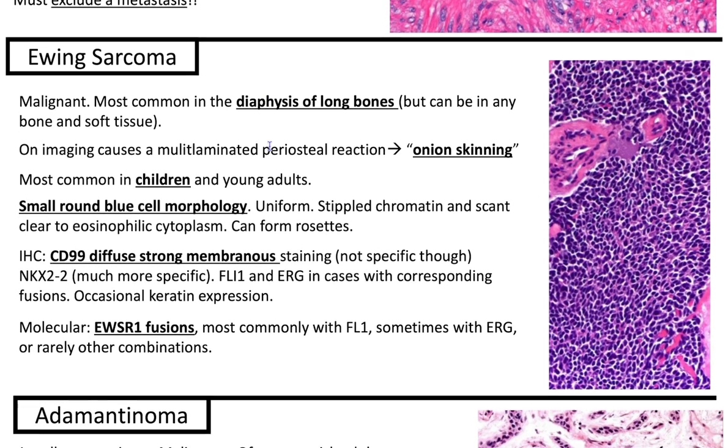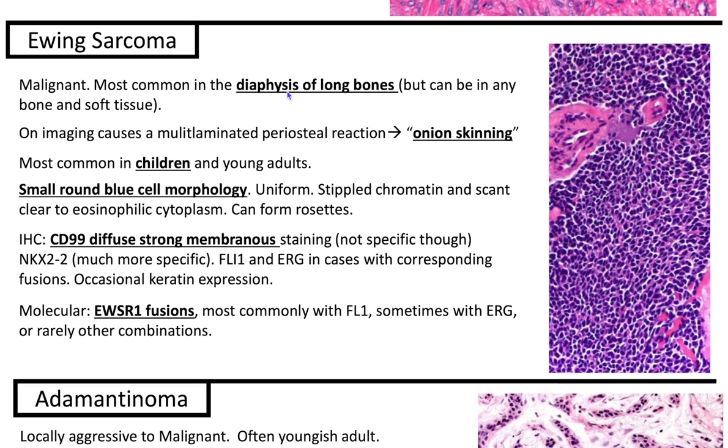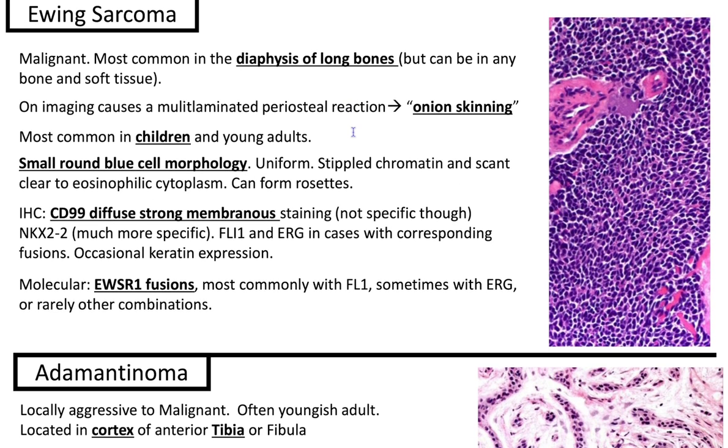All right, Ewing sarcoma. This is malignant, most common in the diaphysis of long bones. They'll have this onion skinning appearance on radiology. It's most common in children and young adults. It's part of your small round blue cell tumors.